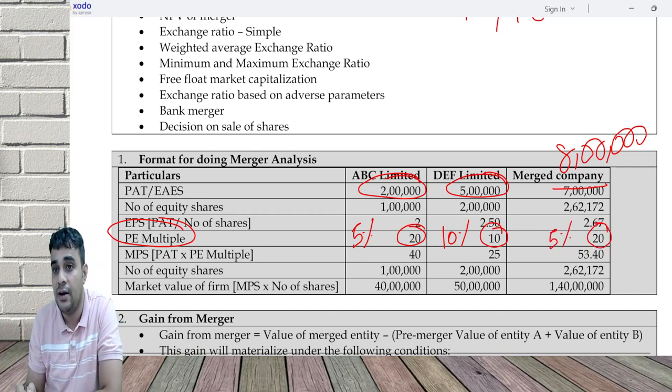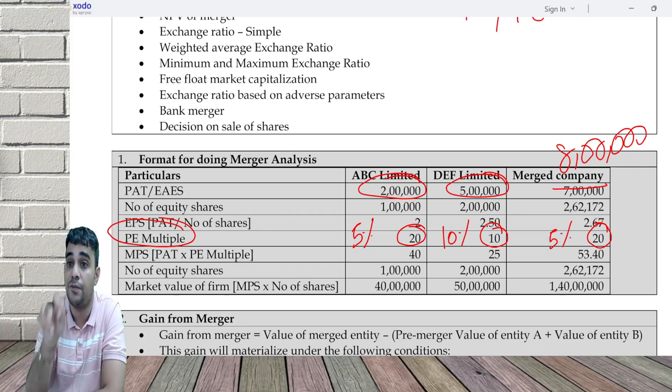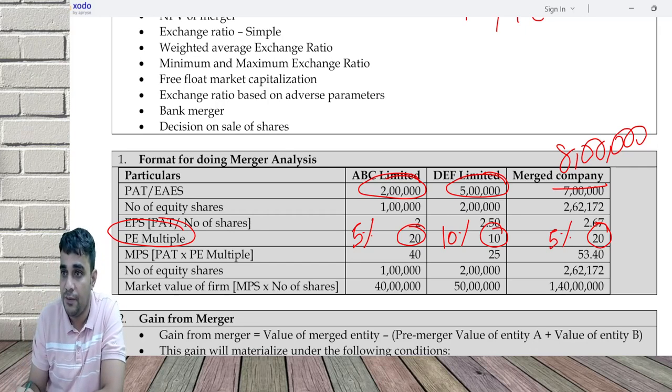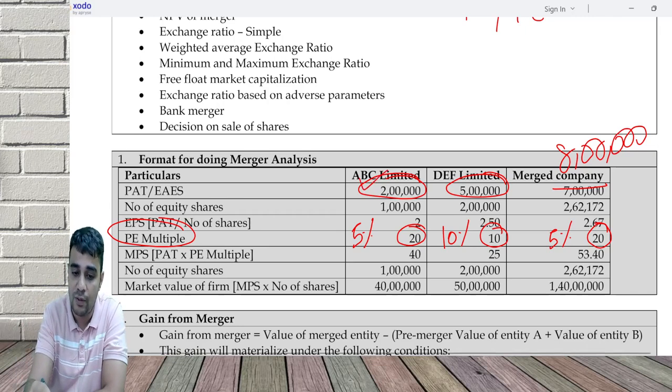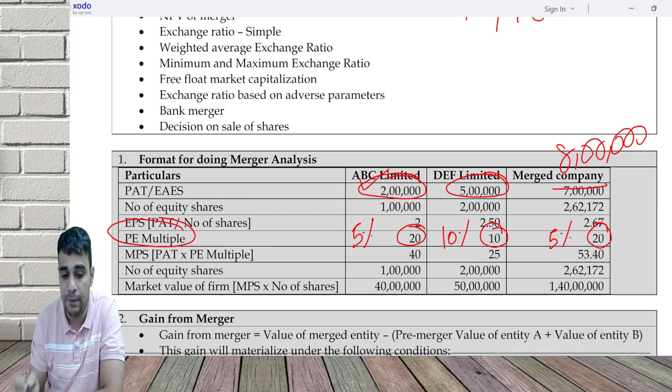5%. It is risky only 5%. So this is an example of a financial synergy. See, earlier what was happening? 2 lakh was the profit.